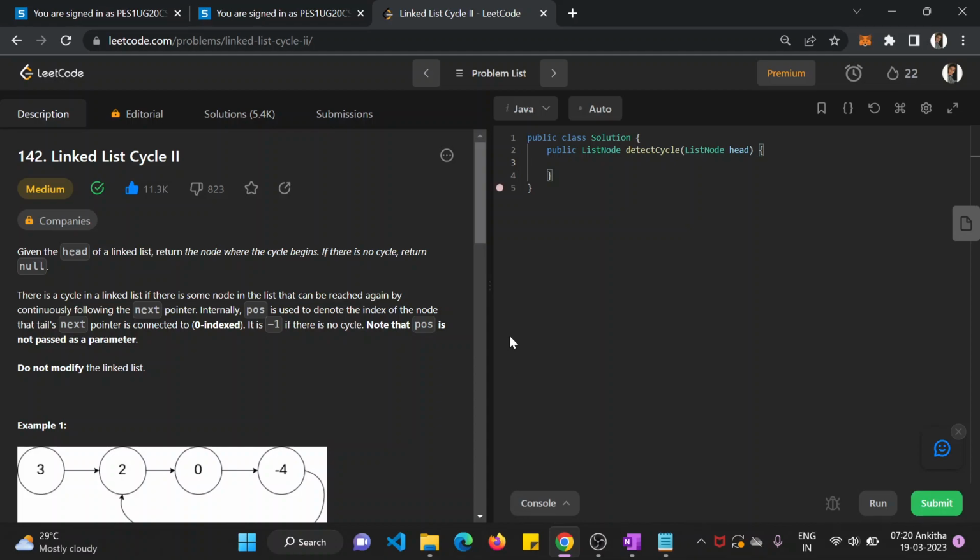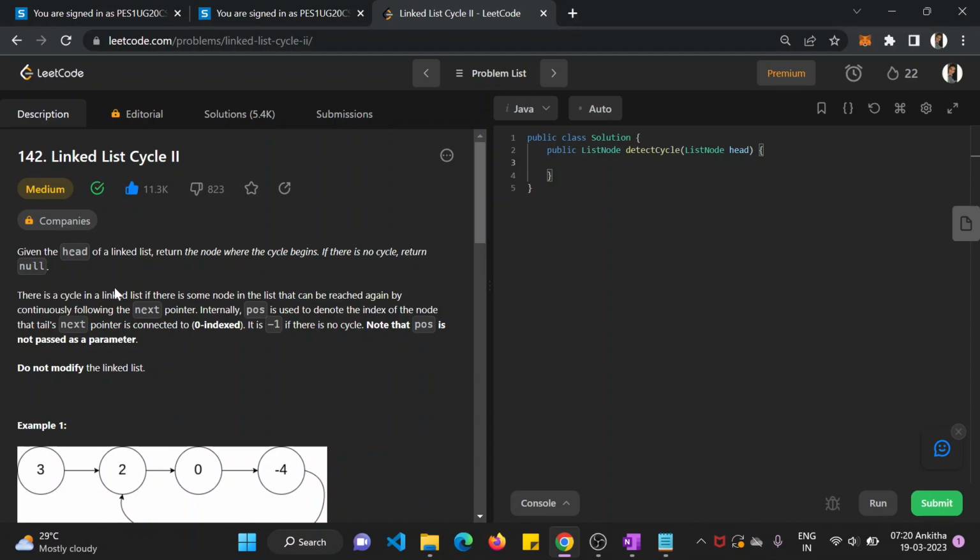Hey guys, in this video we shall see another problem on LeetCode: Linked List Cycle 2. Given the head of the linked list, in the previous problem we returned whether there is a cycle in the linked list, true, otherwise false. But here, given the head of the linked list, return the node where the cycle begins. If there is no cycle, return null.